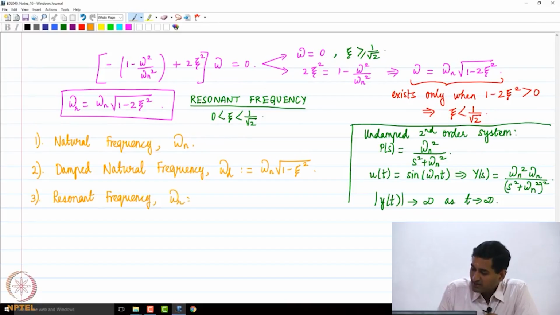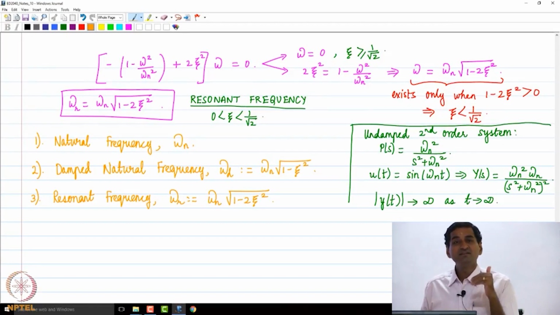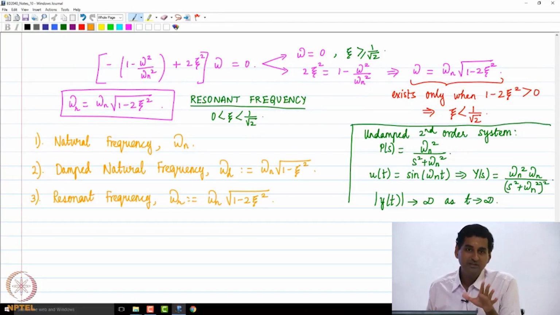So what is this omega r, which is essentially omega n times square root of 1 minus 2 zeta squared? This essentially means that I have a stable underdamped second order system with damping ratio between 0 and 1 over root 2. If I have such a system, this is the frequency at which the amplitude of the corresponding sinusoidal transfer function will be a maximum. So that is the implication.